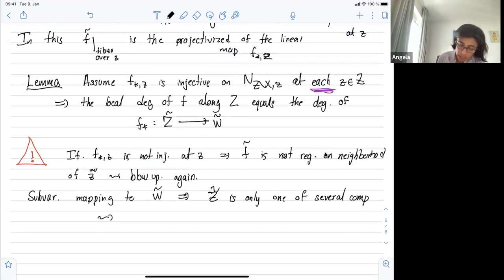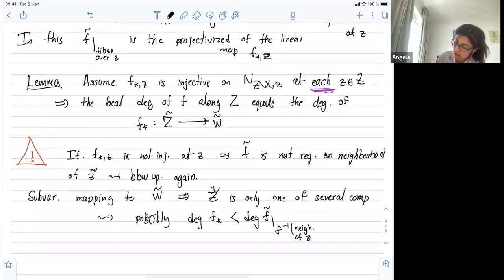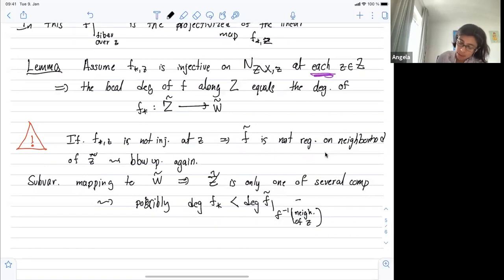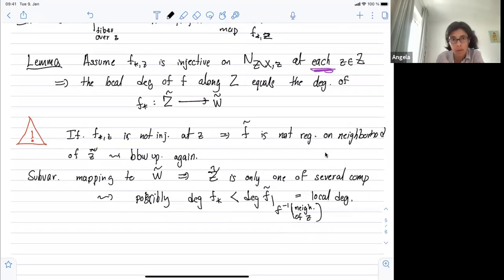So what happens is that it might happen, it might not, but possibly the degree of F tilde, when you compute it, might be smaller than the actual degree you are looking for. Also the degree on the fiber or in a neighborhood of the point set, around this fiber, which was the local degree of this component. So you are computing something smaller, and you are missing some other components. So this is why in the computation one has to check this condition: for every Z, this map F tilde Z is actually injective.